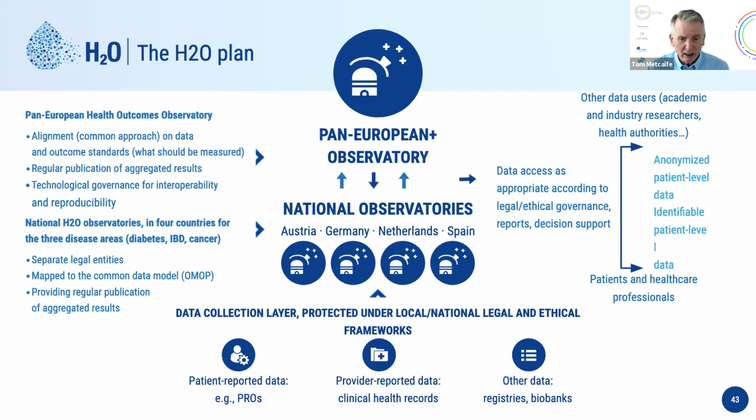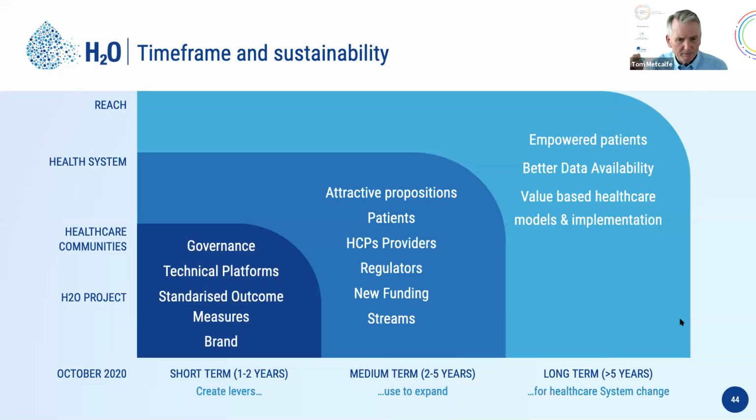And as I say, then to collect this data in a prospective way, using these separate national legal entities, and to create a common data model, which we're planning to do using the OMOP data model. And then also, as I say, to make the aggregated data transparent and to regularly publish our progress on this work. If you could take me to the next slide, please.